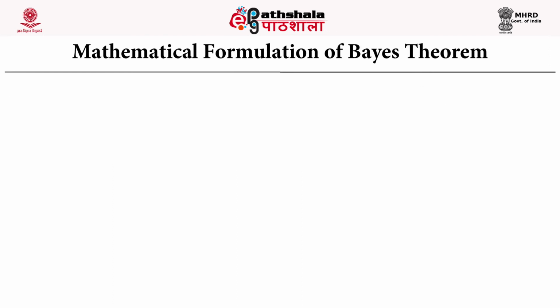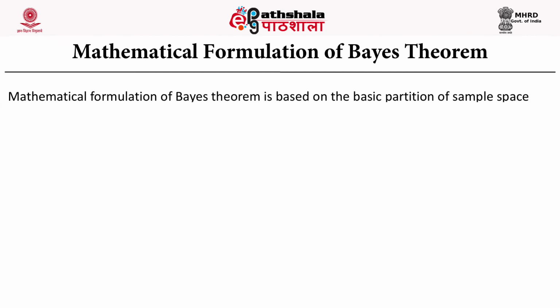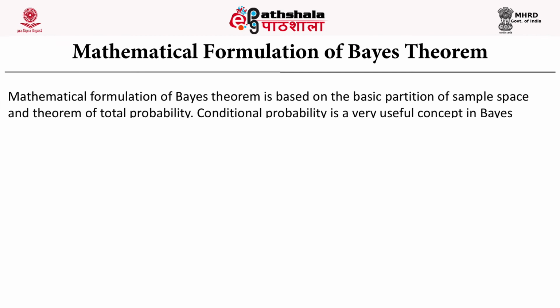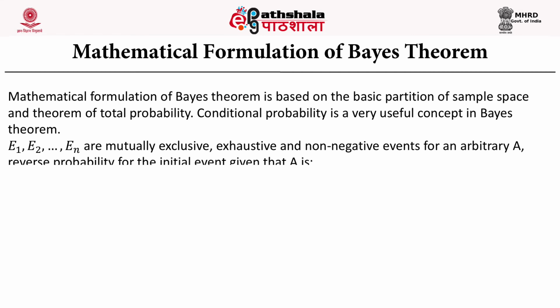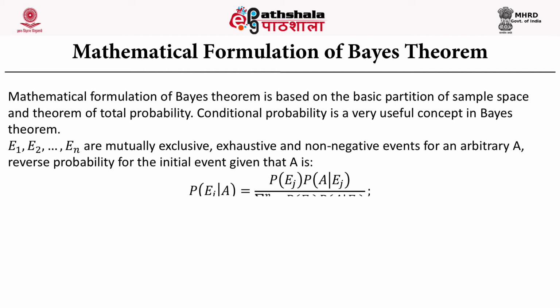First we will discuss the mathematical formulation of Bayes theorem. The mathematical formulation of Bayes theorem is based on the basic partition of sample space and the theorem of total probability. Conditional probability is a very useful concept in Bayes theorem. We have E1, E2, ..., En, which are mutually exclusive, exhaustive and non-negative events for an arbitrary event A.